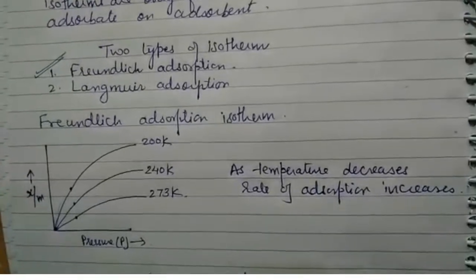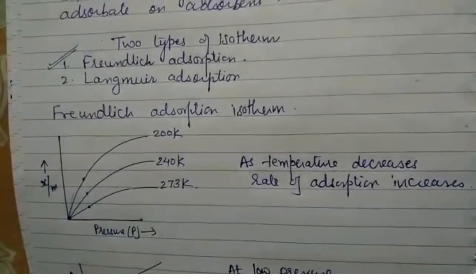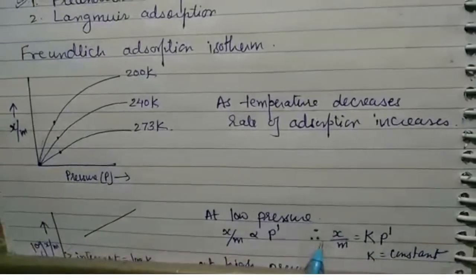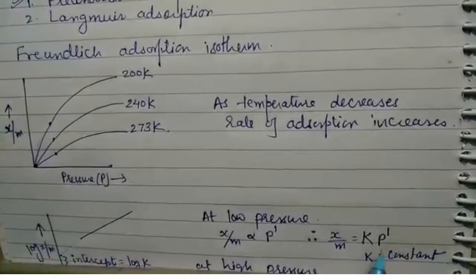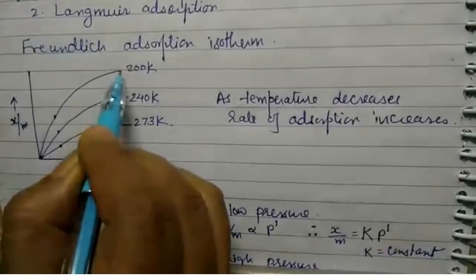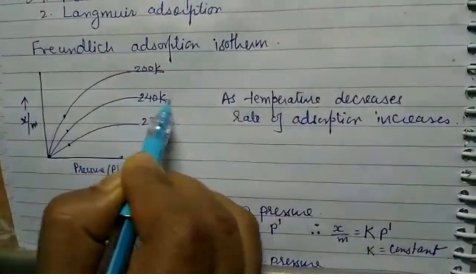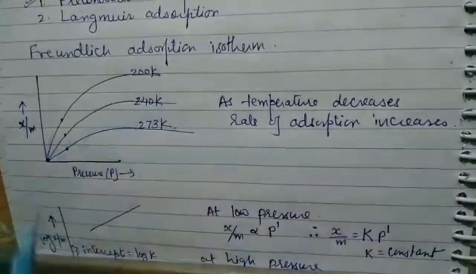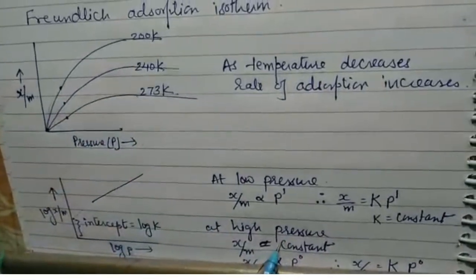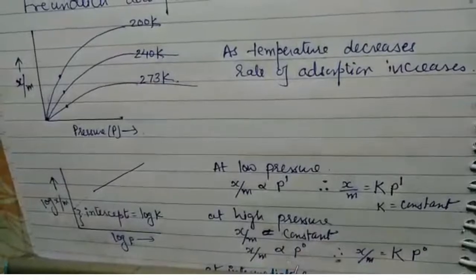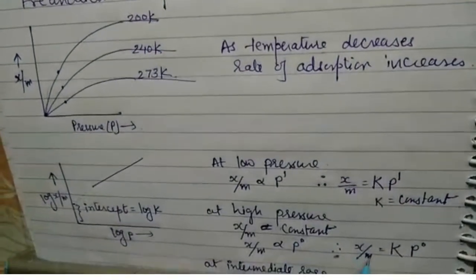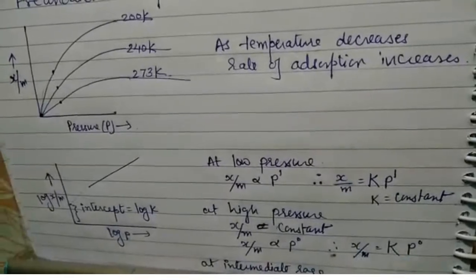So at the lower pressure, x by m is directly proportional to P, that is pressure, to the power 1. Therefore, x by m is equal to kP^1, where k is your constant. At higher pressure, we know that it will become constant over here. The equilibrium state will be reached. So at higher pressure, x by m will be a constant. Therefore, x by m is directly proportional to P to the power 0. Then it will become a constant. So x by m is equal to kP^0 over here.